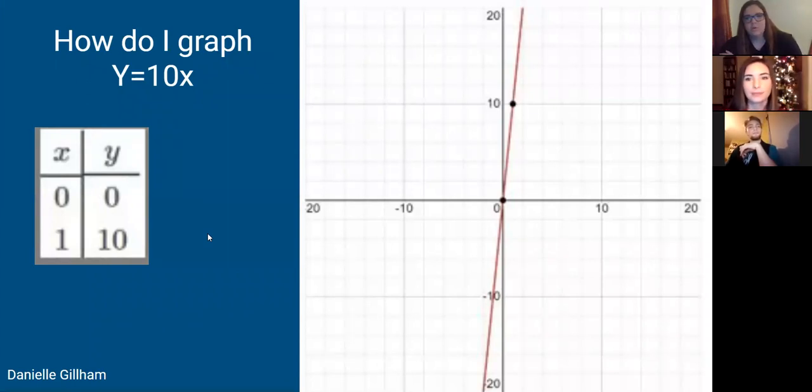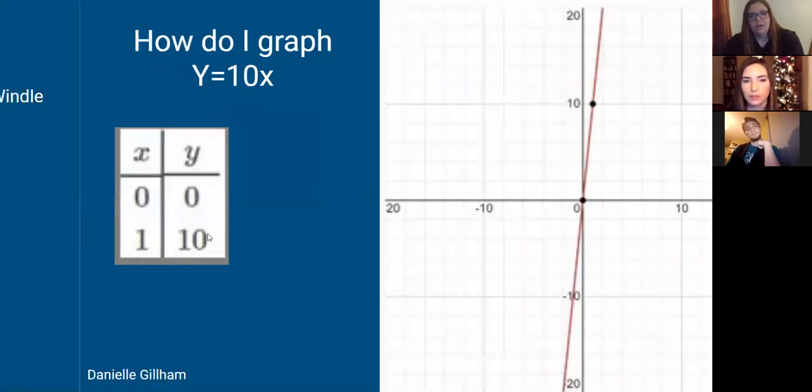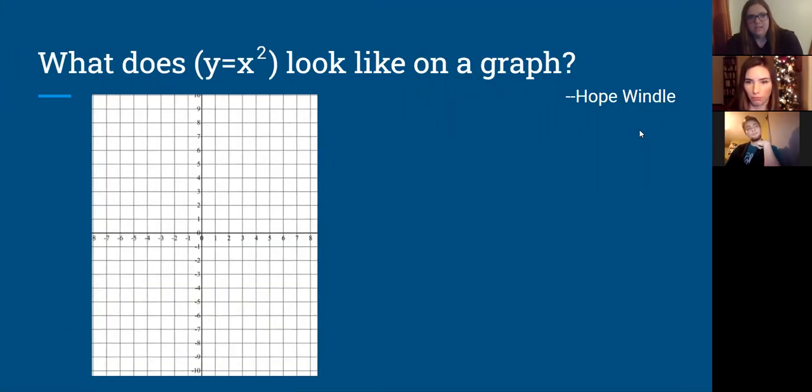Okay, so to graph y equals 10x, your x is going to be your 1 or your 2, whatever you put in its place. And then every time you have the number that's in its place, you multiply it by 10. So if we had a 1 and a 10.